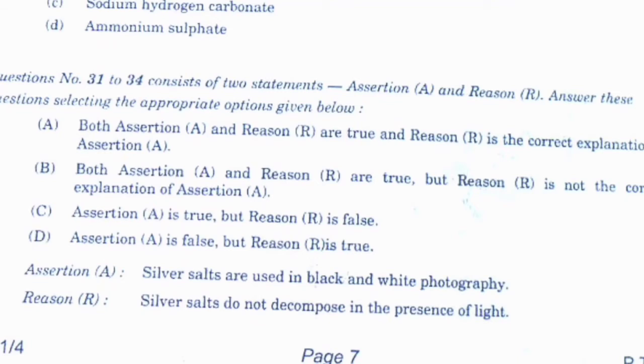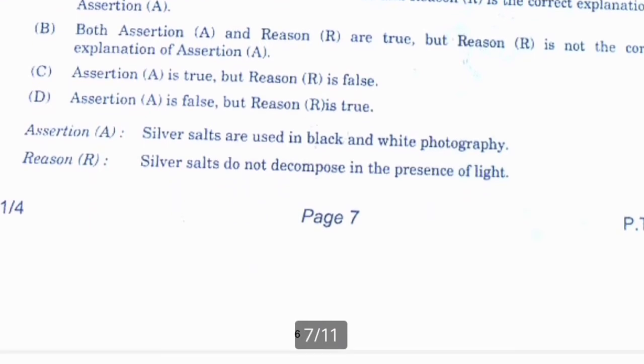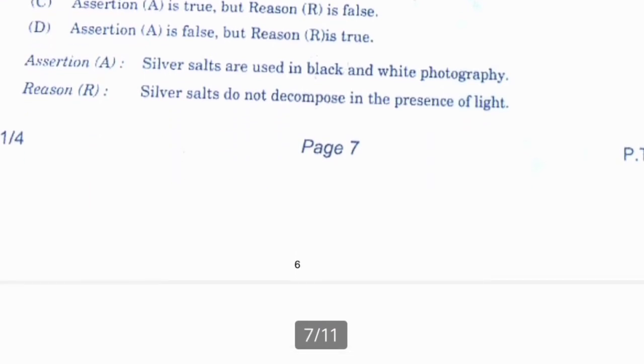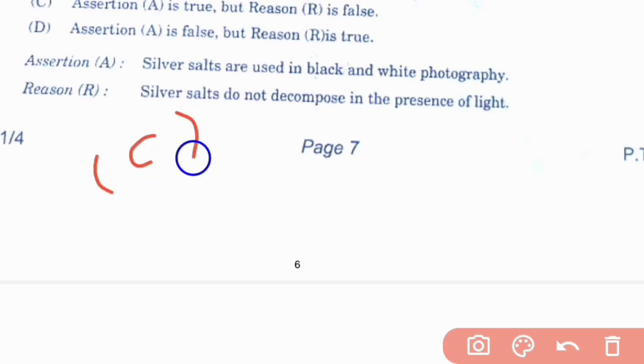From question number 31 to 34, we have assertion and reasoning questions. So question number 31, assertion: silver salts are used in black and white photography. Reason: silver salts do not decompose in the presence of light. So option number C is correct, which means assertion is true and reason is false.